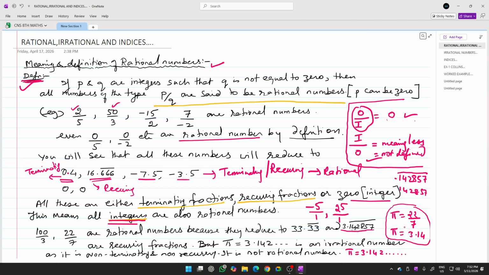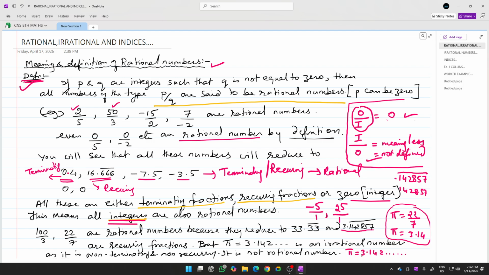I have seen many students getting confused because teachers many times tell you to take pi as 22 upon 7 or take pi as 3.14, and when you go to a higher class, the pi value is actually 3.142 dot dot dot dot dot. So you don't know what the value of pi is. Of course the value you know, but you don't know whether it is rational or irrational. So when you are treating pi as 22 upon 7, definitely it is a rational number.